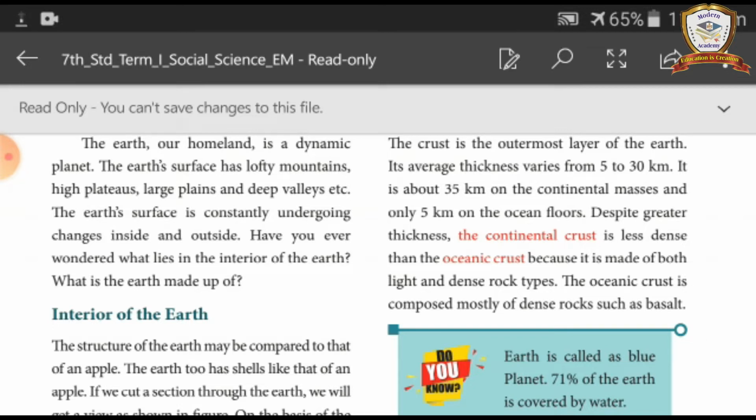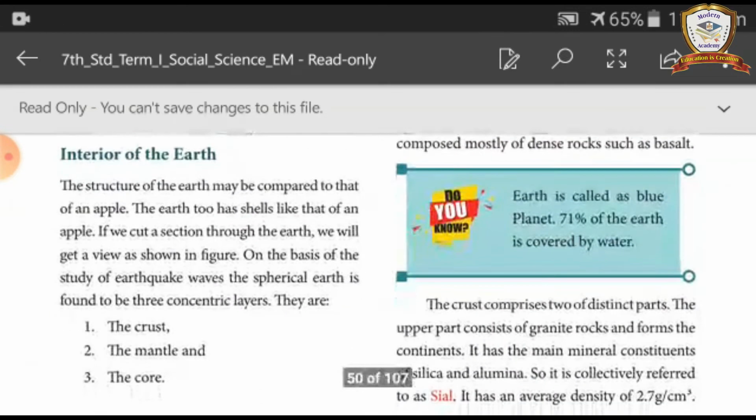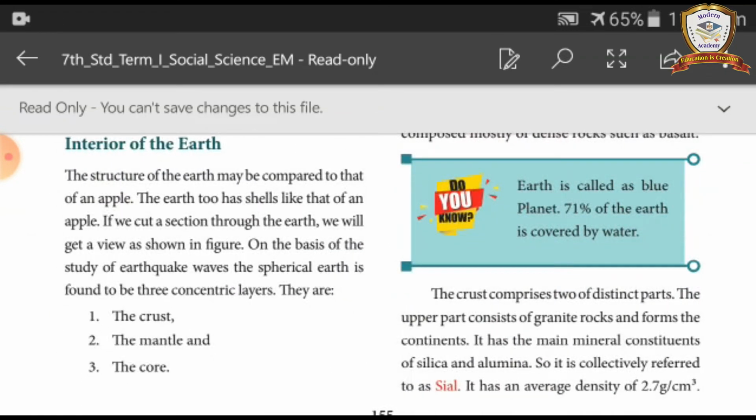Have you ever wondered what lies in the interior of the earth? What is the earth made up of? Interior of the earth. The structure of the earth may be compared to that of an apple. The earth too has layers like that of an apple. If we cut a section through the earth, we will get a view as shown in the figure. On the basis of the study of earthquake waves, the spherical earth is found to have three concentric layers. They are the crust, the mantle and the core.